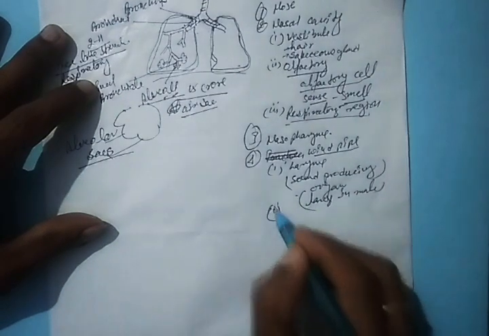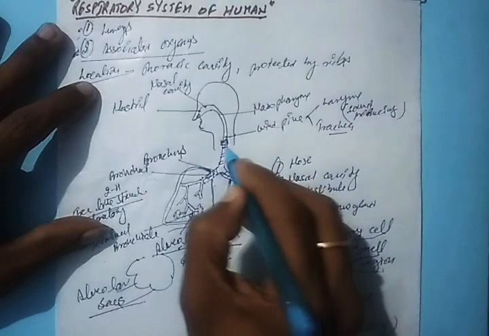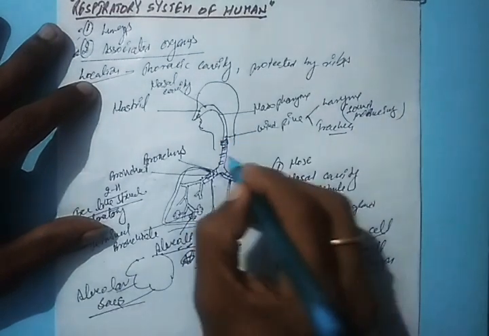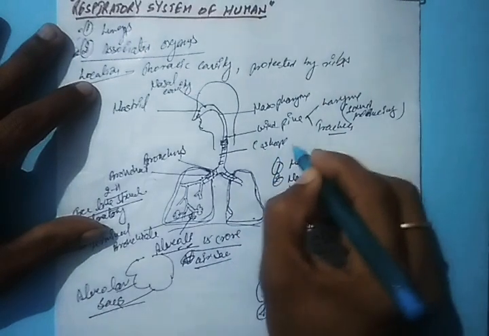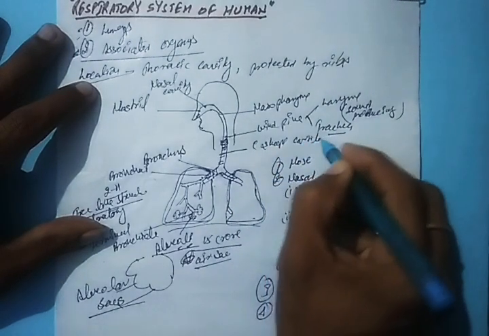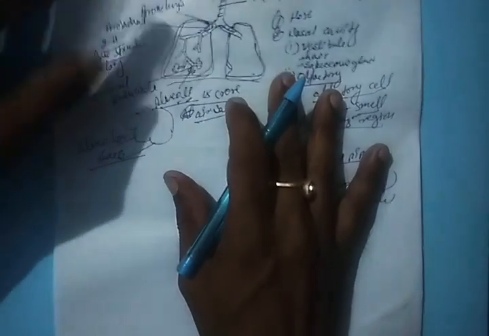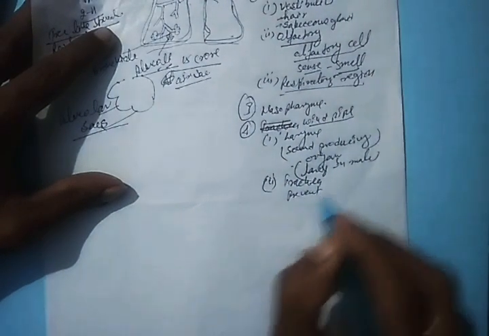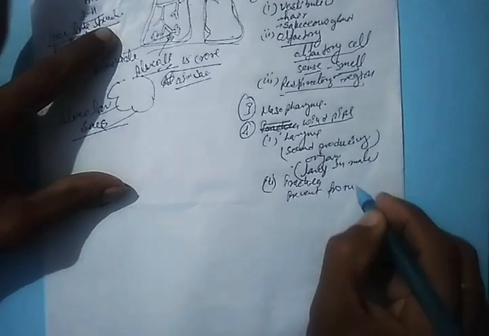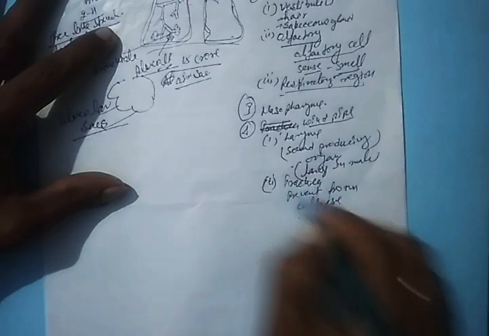Second, the trachea. This is the trachea. The trachea contains C-shaped cartilage rings. The function of the C-shaped cartilage rings is to prevent the collapse of the trachea.